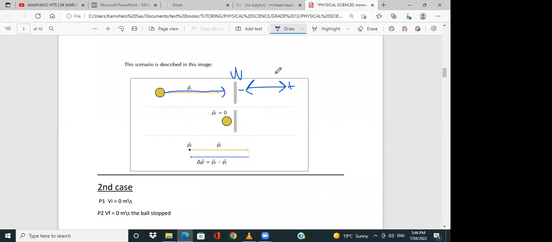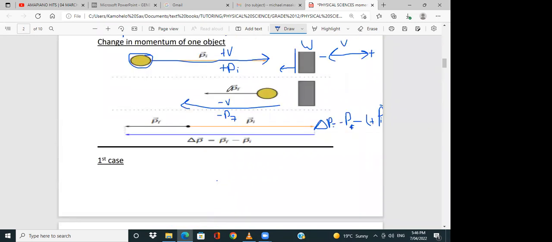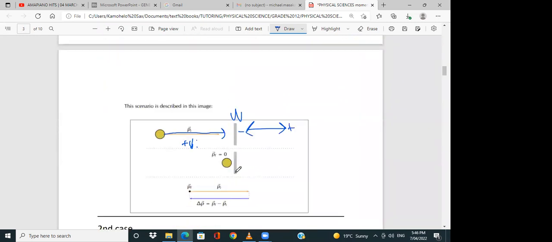Now, in this instance, towards the wall, positive VI, and then when it gets here, it doesn't bounce back like it did in the previous example. When it gets to the wall, it just stops. Okay, guys, it just stops. The reason it stops is because its velocity became 0. It became 0 meters per second.